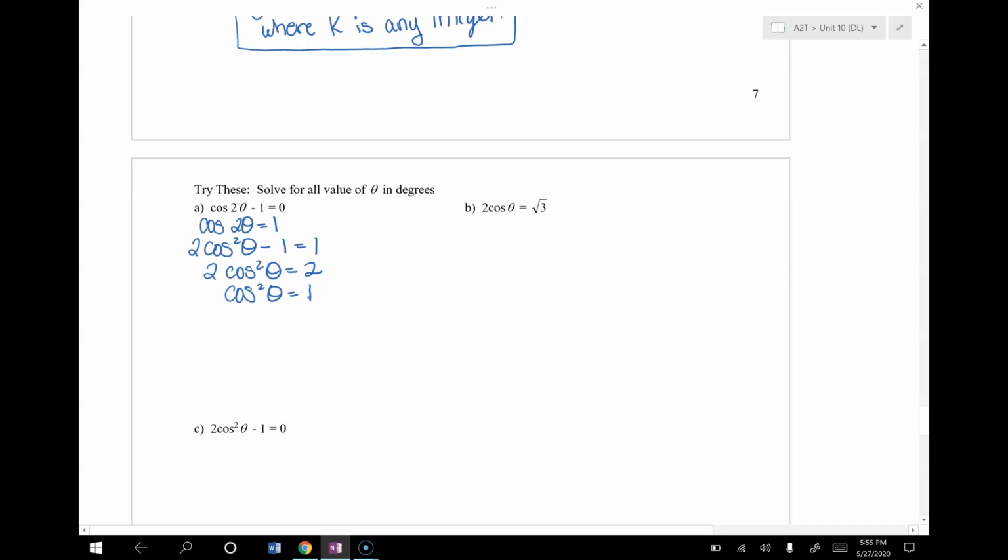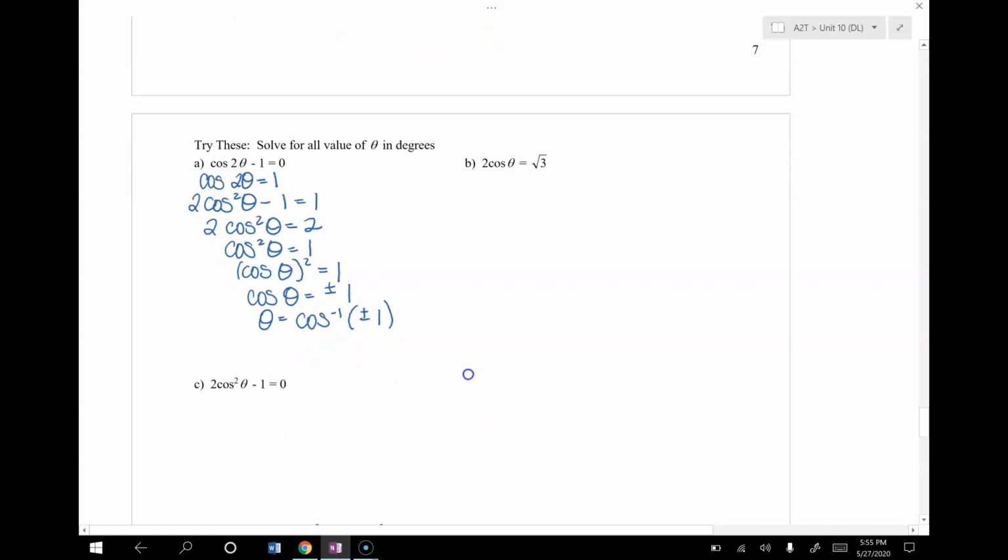I need to get rid of the squared. Remember, cosine squared theta is the same as cosine of theta squared. So then I'm going to take the square root of both sides. So this equals plus and minus 1. Please, please, please, when you take the square root, don't forget about the plus and minus. In order to find the angle measure, I'm going to apply the inverse, plus and minus.